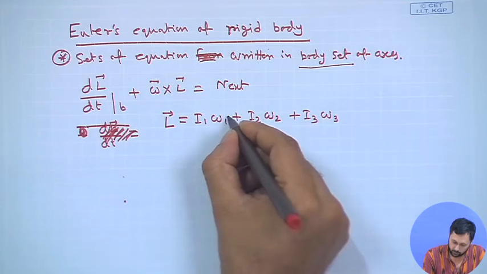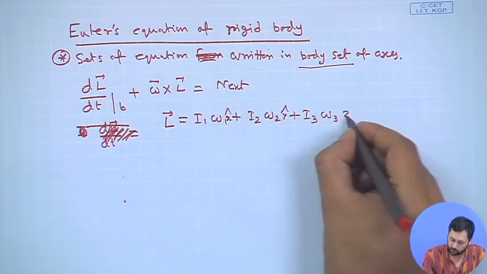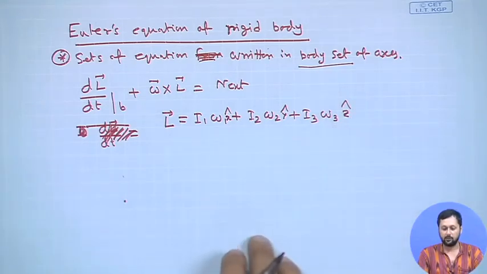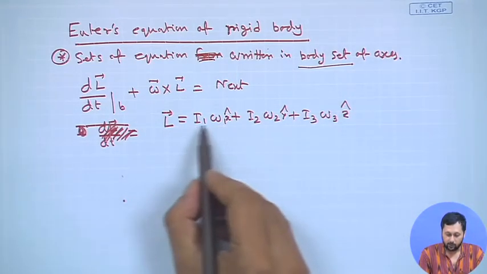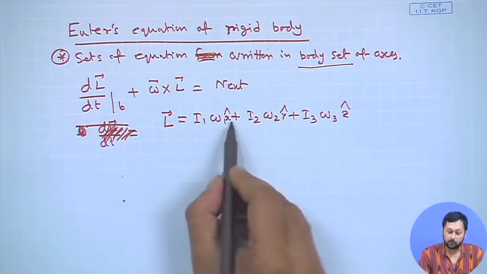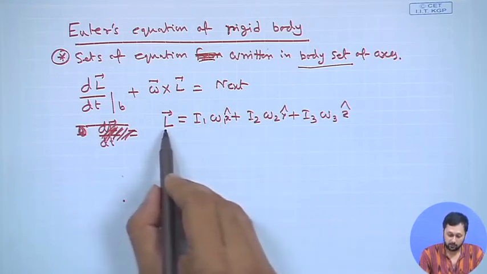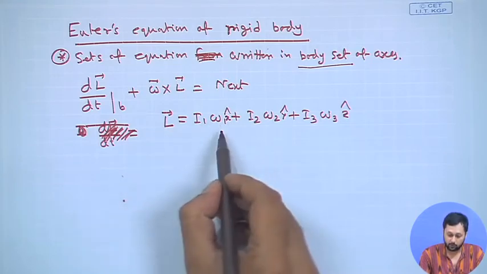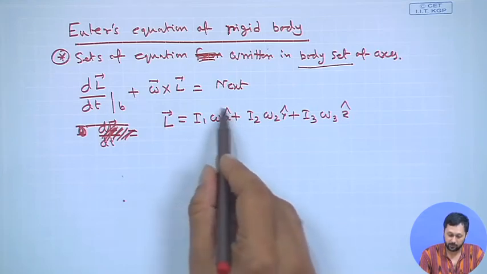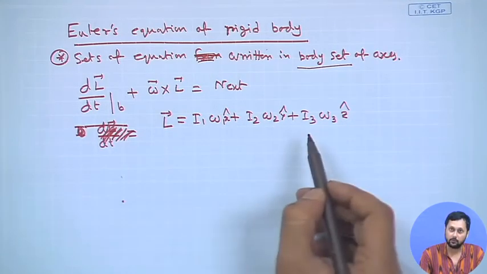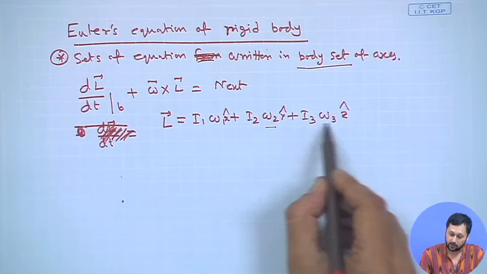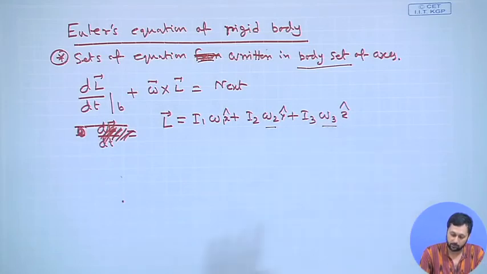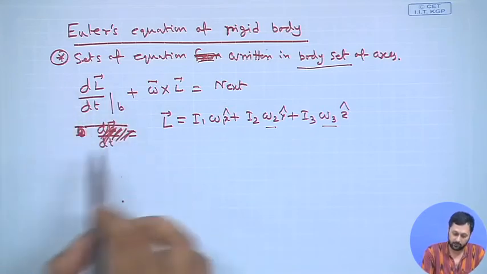There will be x cap, y cap and z cap. So that means for each of these orientations, the x component of angular momentum is purely a function of the x rotation, the y component is purely a function of y rotation, and the z component is purely a function of z rotation. So we are killing all the cross terms in this calculation.